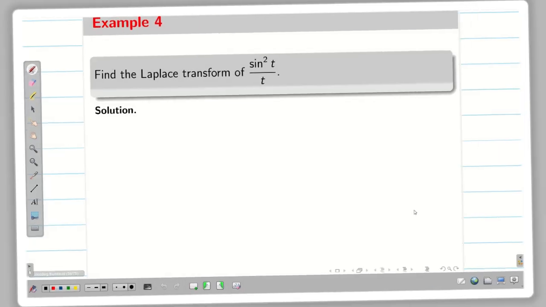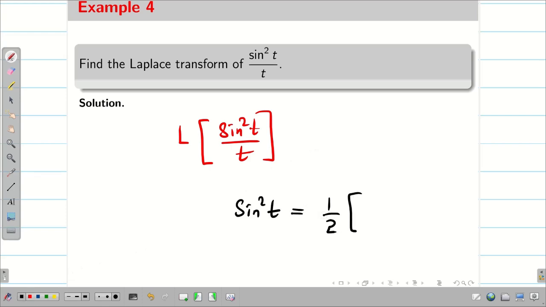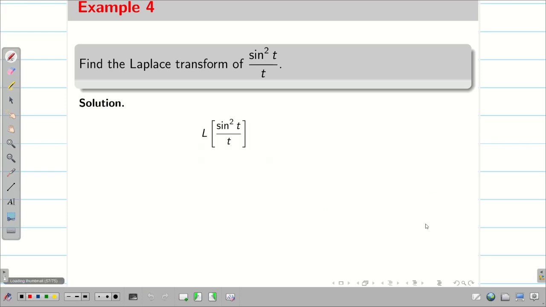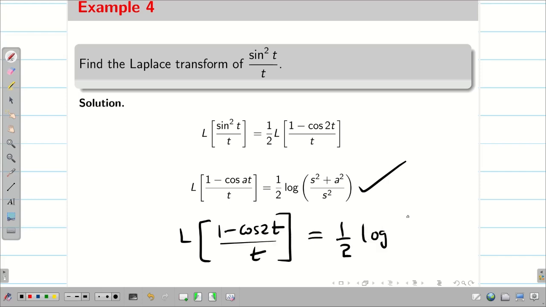Hope you understand. Next, if they ask a problem like this, find Laplace transform of sine square t by t. Now we have to remember the trigonometric identities. Sine square t is 1 by 2 into 1 minus cos 2t. So we can write like this. So L of 1 minus cos at, we just now found from the previous problem. Therefore, L of 1 minus cos 2t by t is going to be 1 by 2 log s square plus 4 by s square, here a is 2.